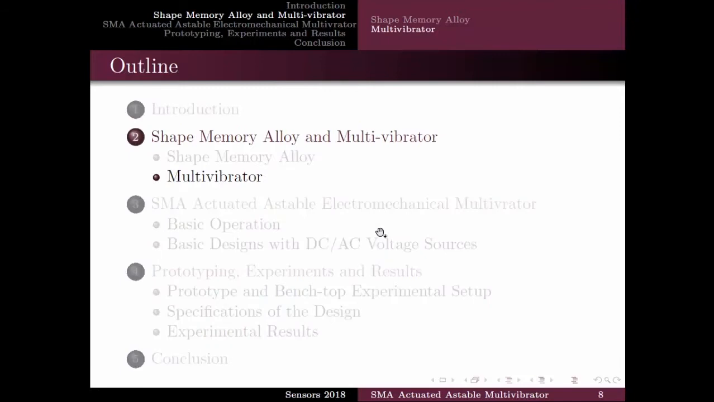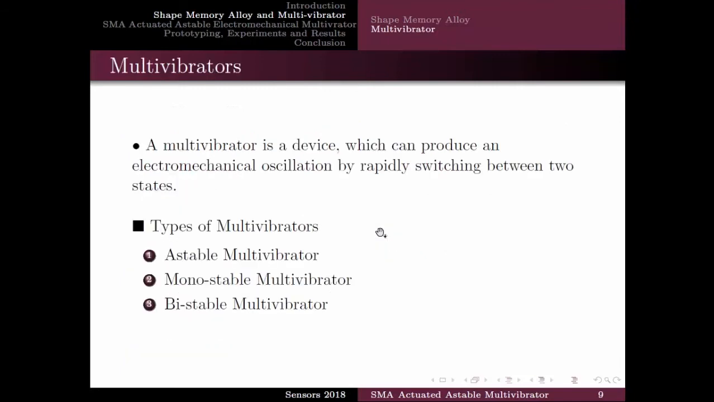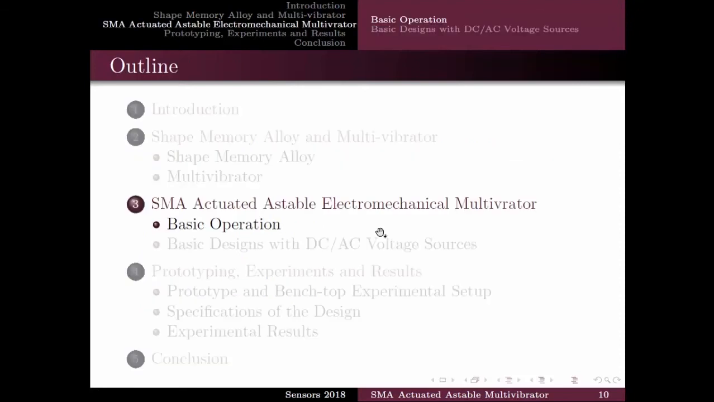Now, as I told you, a multivibrator basically has two states and switches between them. We have three types of multivibrator: astable, monostable, and bistable. But here we have targeted designing an astable multivibrator.